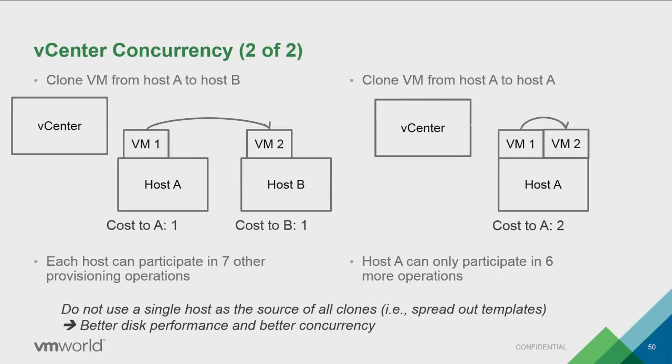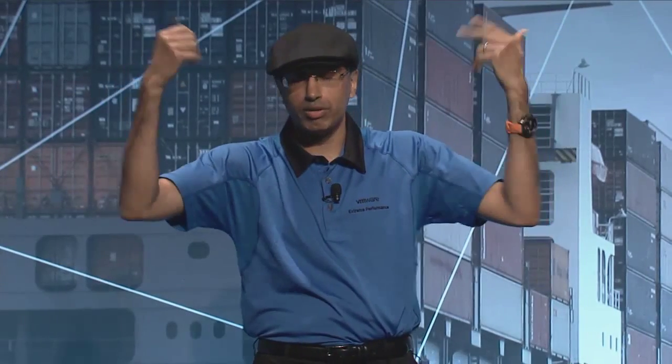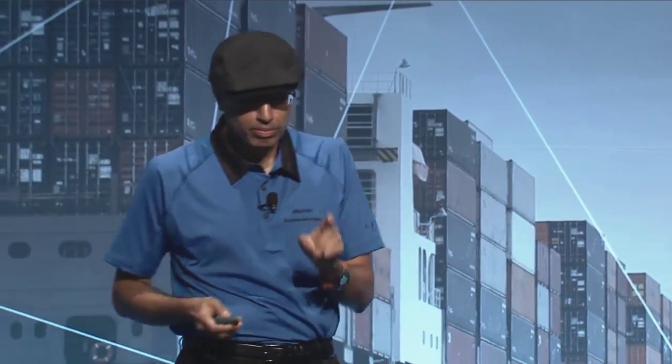What's better from a concurrency perspective is to create a number of different templates and split them onto different source hosts, and then, if an option, try to split those and clone them onto different destinations. That's how you'll get maximum concurrency out of vCenter.